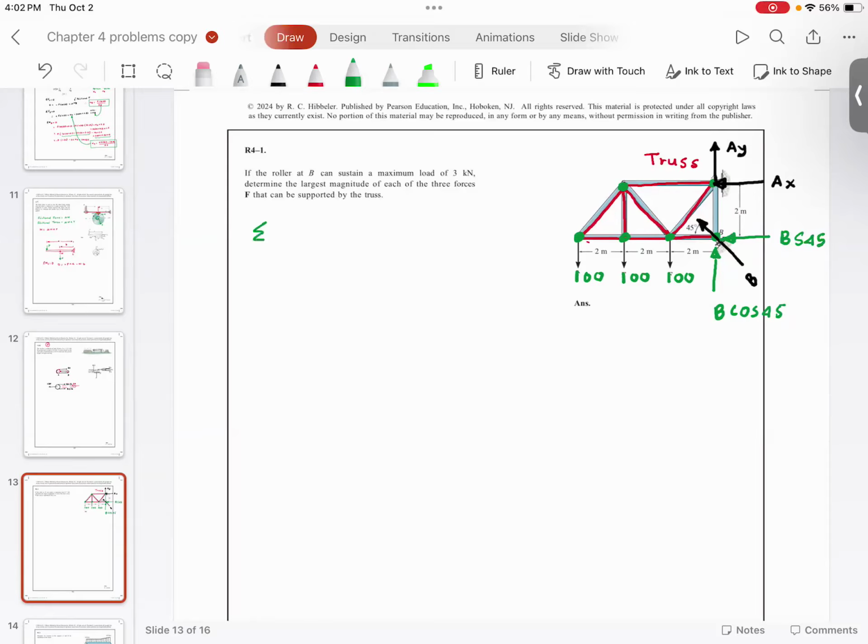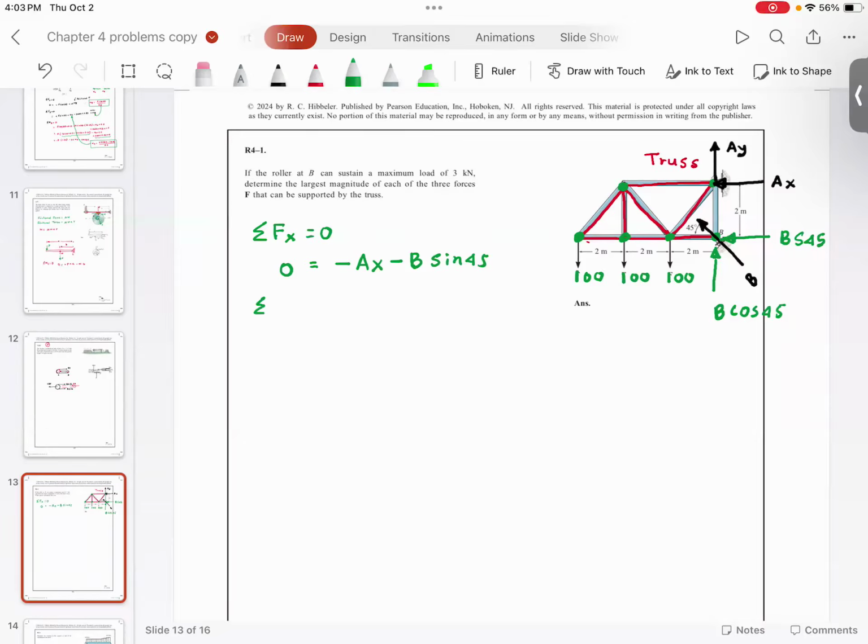Summation of forces in x direction is equal to 0. So what are the forces in x direction? I have minus AX, and I have minus B sine 45. Do you agree with me?